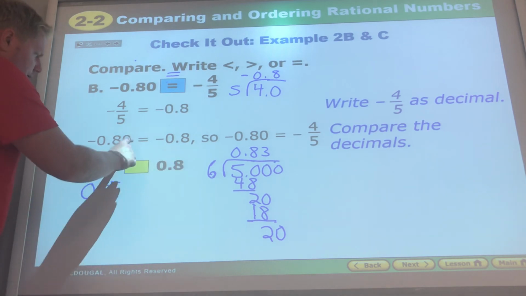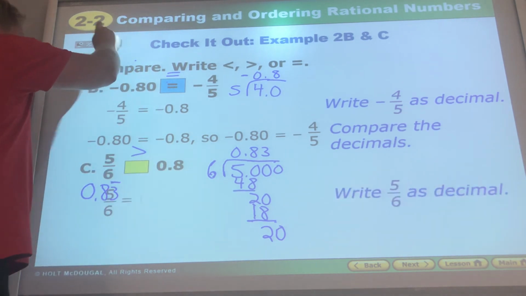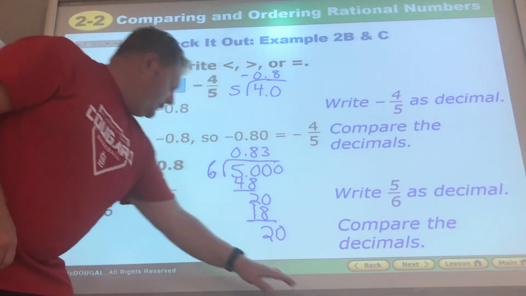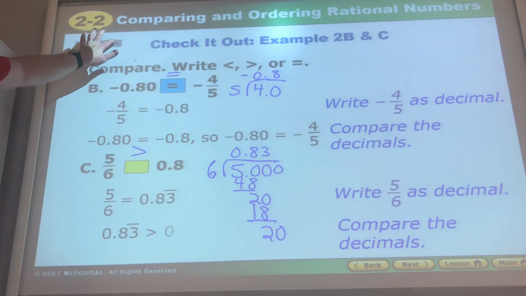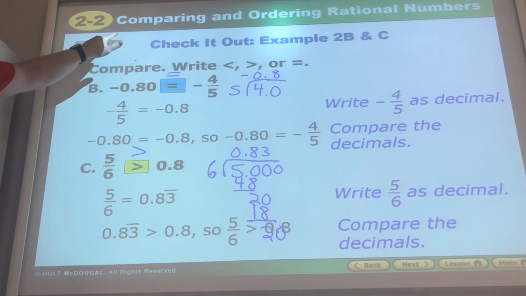Which one's bigger? The 83. You see how I just compared the 83 to the 80? All right. And we've got those different things. So that's 0.83. They're going to give you that comparison. 0.83 is bigger than 0.8. And we put our greater than symbol.